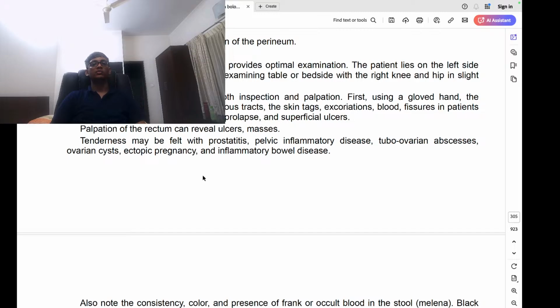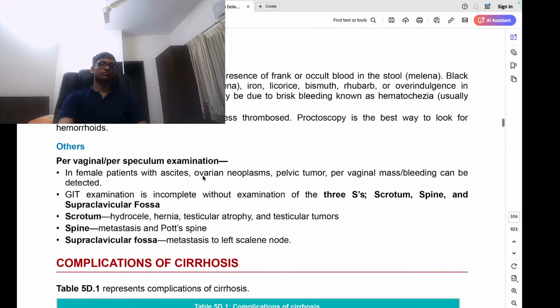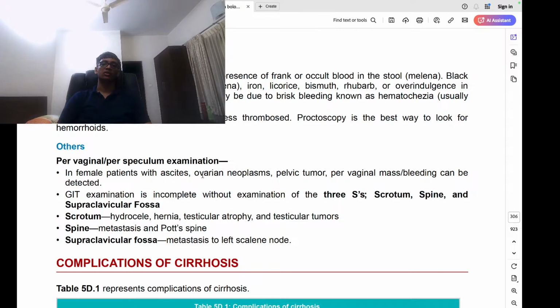Then tenderness may be felt with prostatitis, pelvic inflammatory disease, deep ovarian abscess, ovarian cyst, ectopic pregnancy, inflammatory bowel disease. Also note consistency, color, and presence of frank or occult blood. In melena, black stools result from degraded blood. Black stools can also be caused by iron, licorice, bismuth, rhubarb, or overindulgence in chocolate cookies.